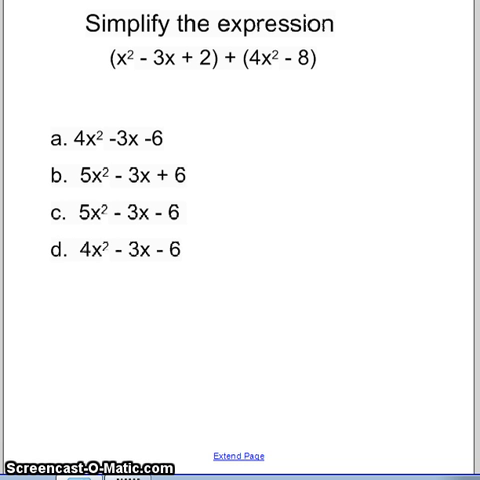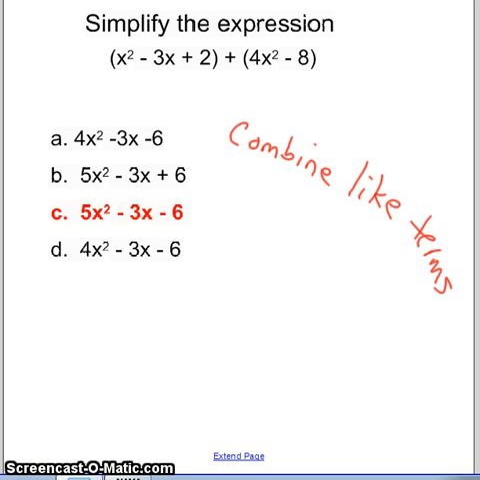When you're adding polynomials, it's simply a question of combining like terms, so you can rewrite the problem without parentheses, or you can just go straight from here. X squared plus 4x squared gets you to 5x squared. Negative 3x doesn't have anything like it, so it's just negative 3x in the answer. And then finally, 2 plus negative 8 is negative 6. So C is the correct answer.